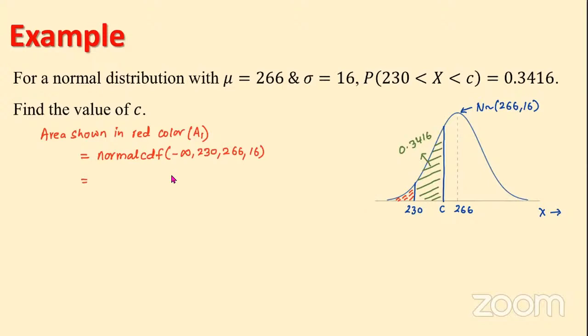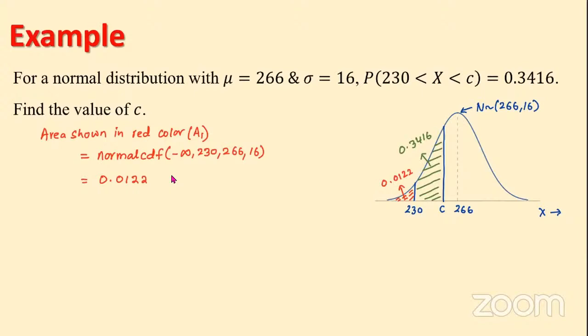In order to do that in our calculator, we go to second, vars, and then number 2 for normal CDF, and we plug in the values. For negative infinity, write negative E99 in our calculator. The upper boundary is 230, the mean is 266, and the standard deviation is 16. If we type all that information in our calculator, we'll get 0.0122. So this area in red is 0.0122.